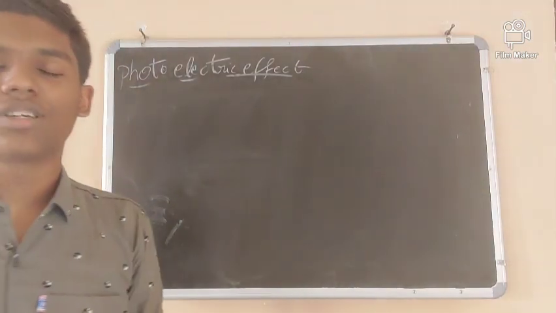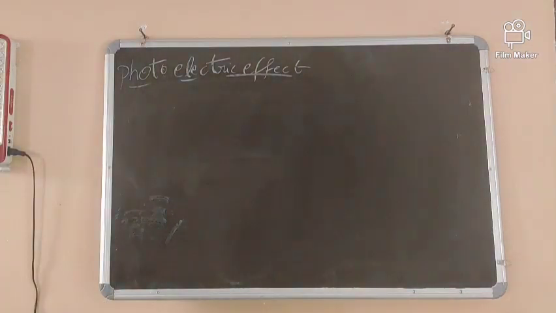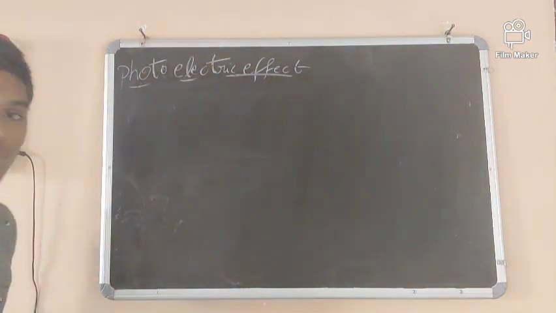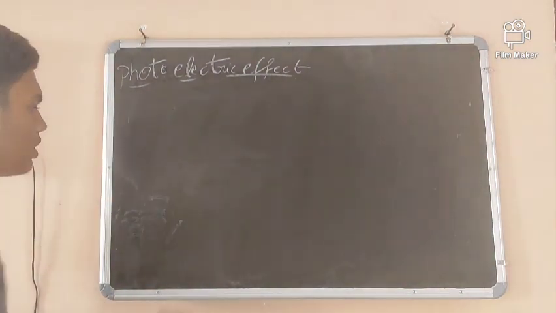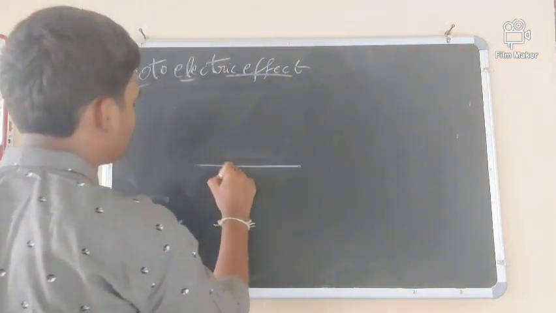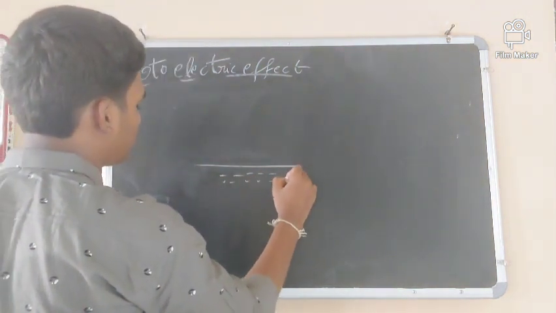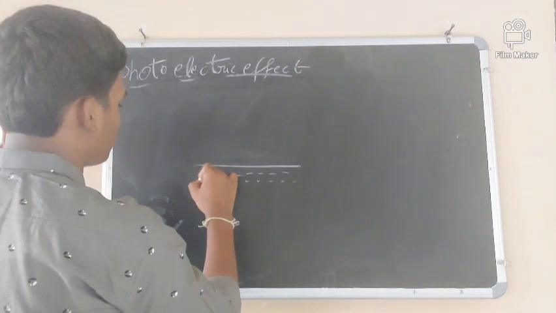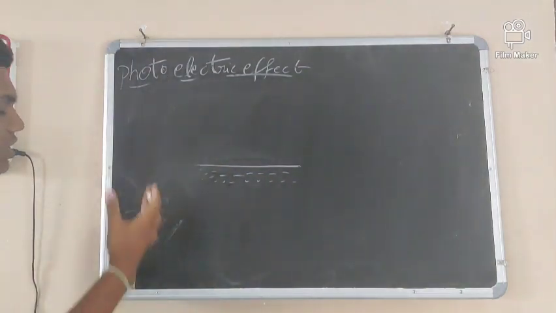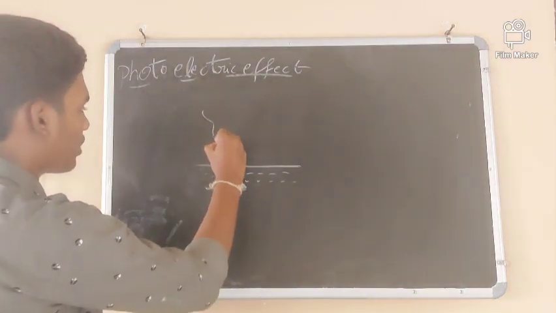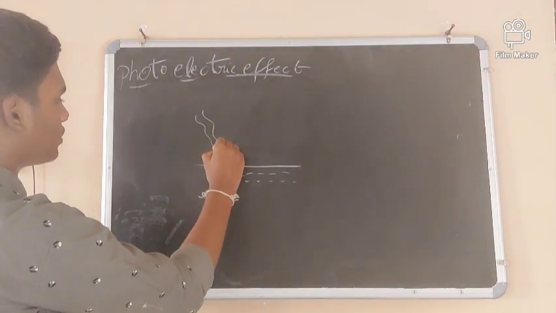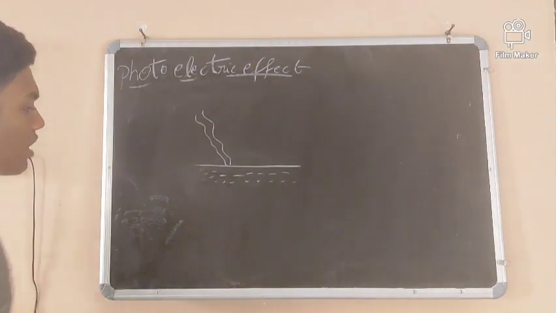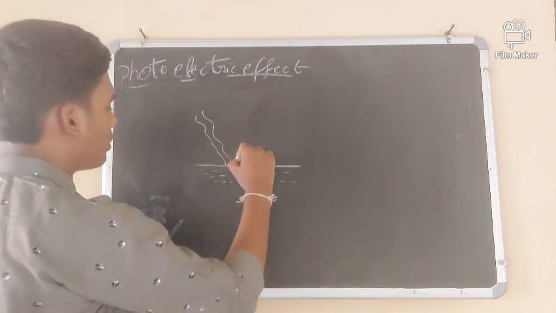Today we are going to discuss the photoelectric effect. So what is meant by the photoelectric effect? If we take a metal, when light with sufficient energy falls on the surface of the metal, the electrons are ejected out of the metal.